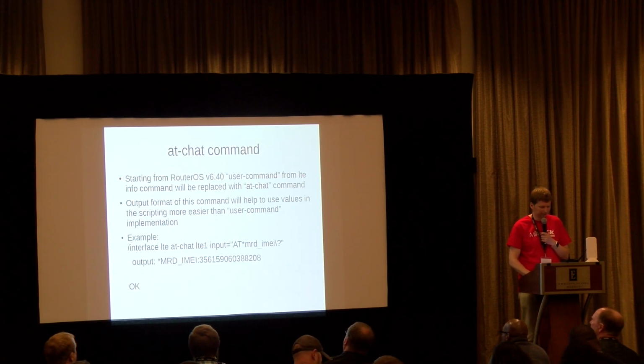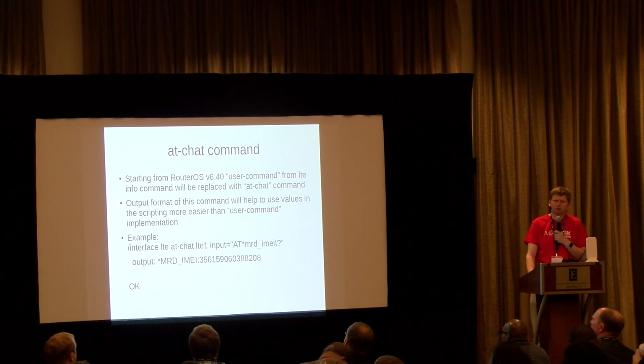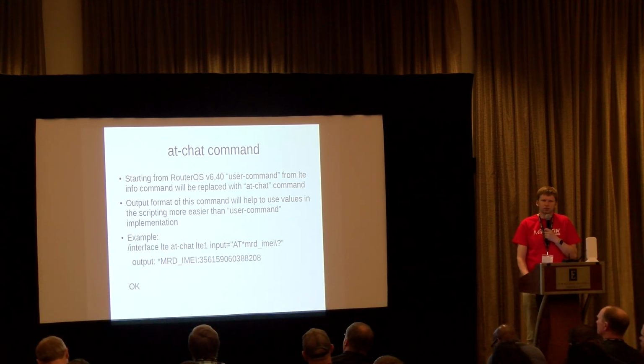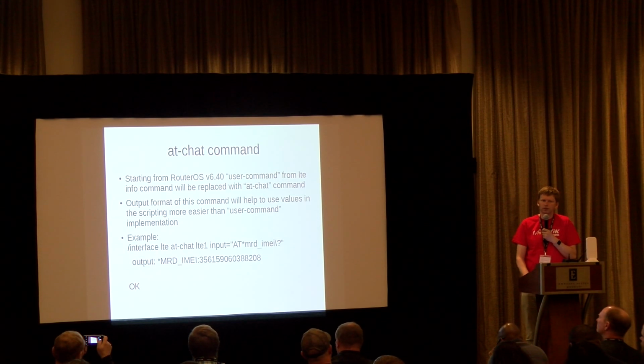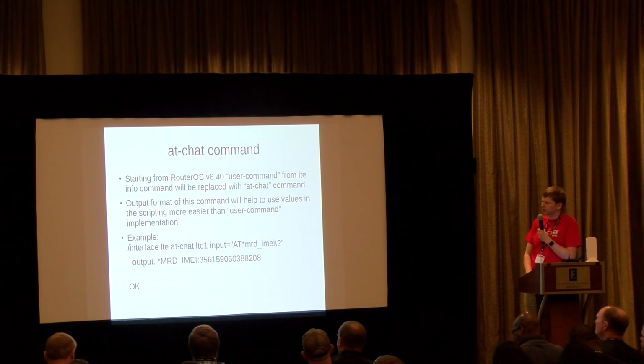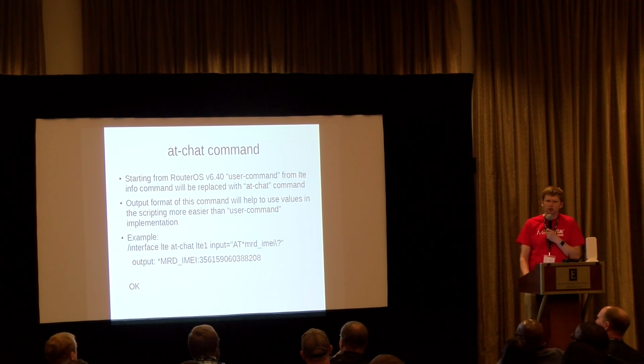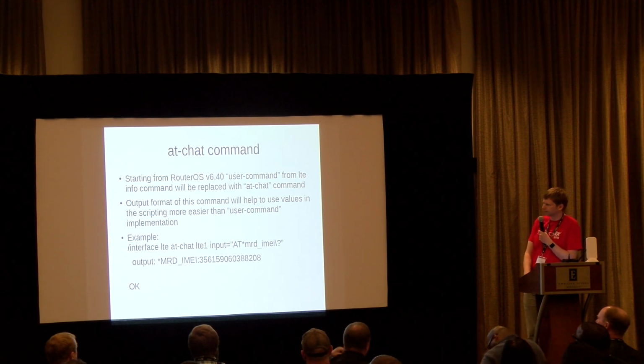Also, starting from version 6.40, we have removed the user command option from the info and replaced it with the AT chat command. We did that to make it more user-friendly for scripting. So now when you do the AT chat command, you can use it as an output, or better, in scripting. Here's an example of getting an IMEI number. Using such a command, it will get only clean output from this command. You will not get the other command output from the user command.